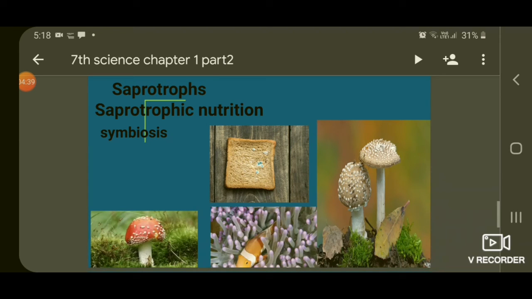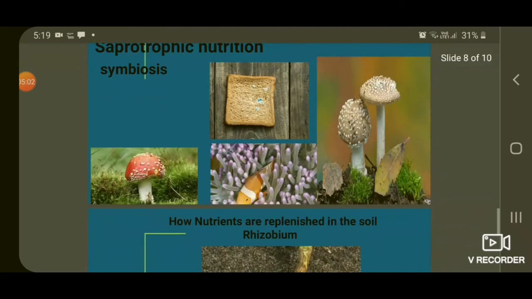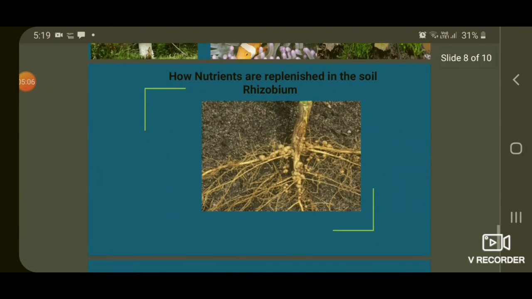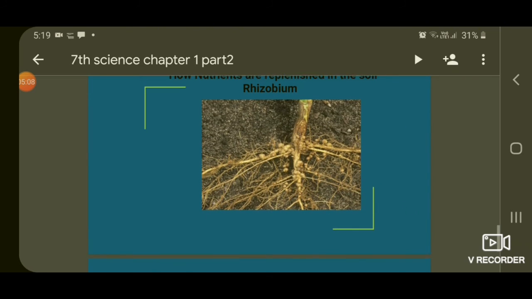The main example for this is lichens. You are seeing a figure, that is a chlorophyll containing partner which is an alga, and a fungus living together. The fungus provides shelter, water and minerals to the alga, and in return the alga prepares and provides food to the fungus. Okay, children? Yes. Our next topic is how nutrients are replenished in the soil by rhizobium.